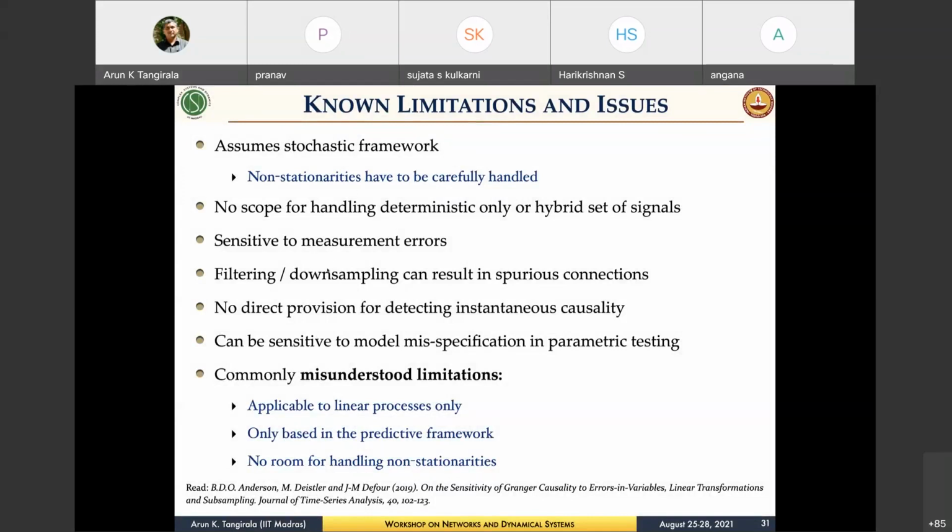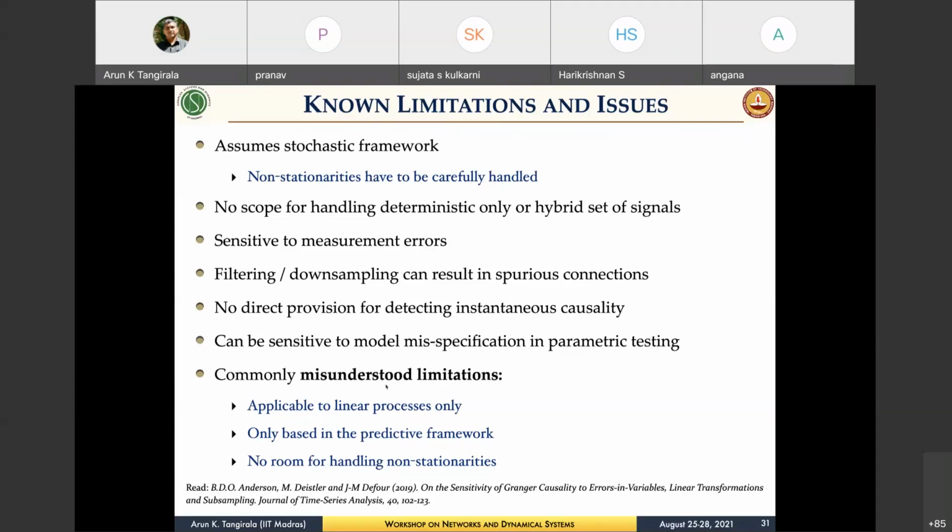And I talked about this, right? For example, stochasticity is a major limitation. It cannot handle deterministic signals. Granger himself declares that very openly in his seminal paper in 1960s. And it is sensitive to measurement errors. And if you downsample, then you can get spurious connections. And there is no direct provision for detecting instantaneous causality and so on. And I did mention about the model misspecification part.